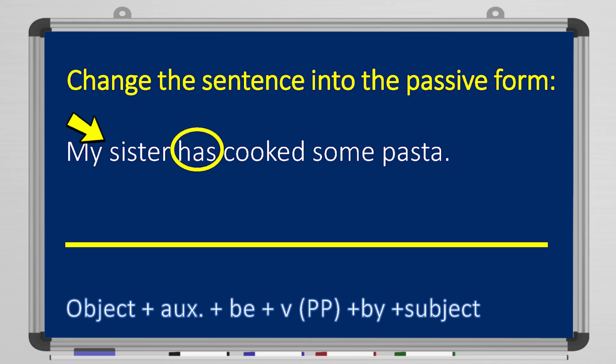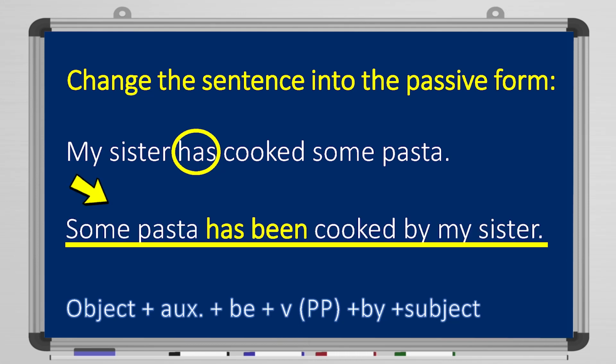One more question here using the following sentence. My sister has cooked some pasta. Now, what do we do when we see has? Remember, we took this a few minutes ago. My sister has cooked some pasta would be some pasta, the object. Has is always followed by what? Been. Has been cooked by my sister. Some pasta has been cooked.